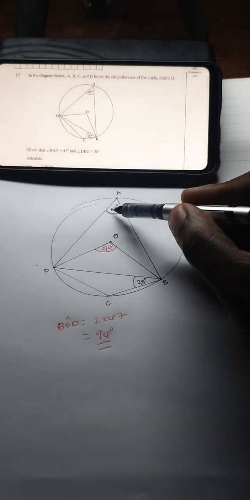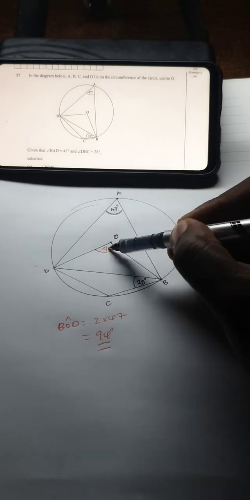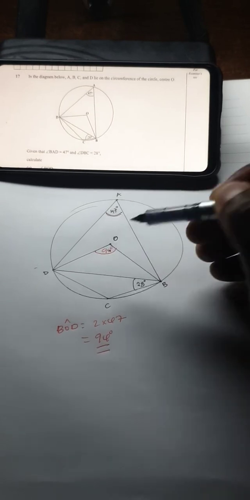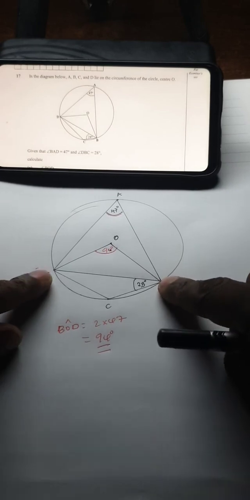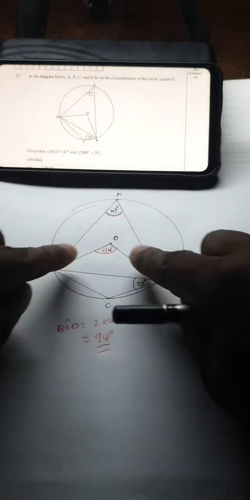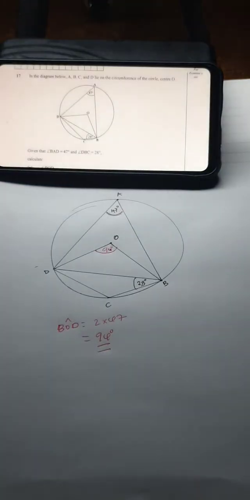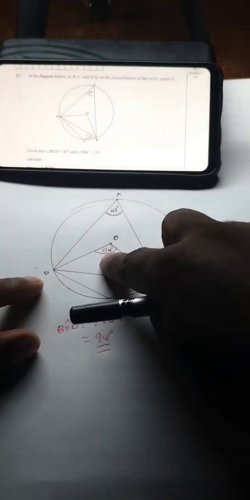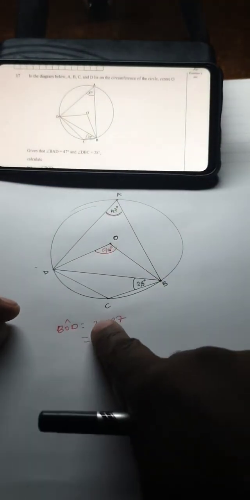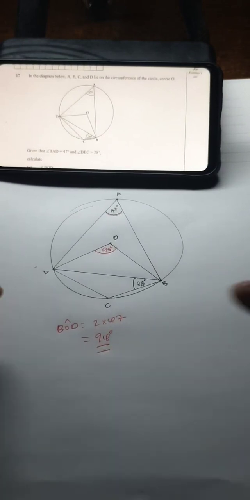Ladies and gentlemen, the angle at this upper one, because it is coming from the same chord. So if that is 47, the upper is twice, meaning that is 2 times 47, which is 94 degrees.